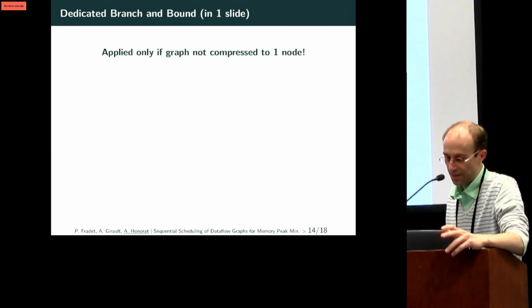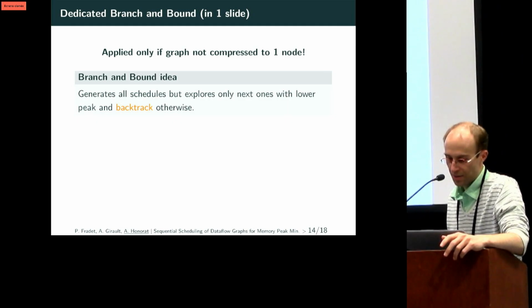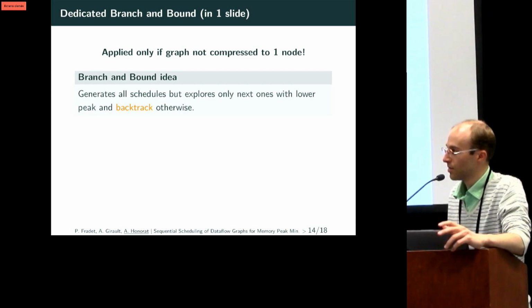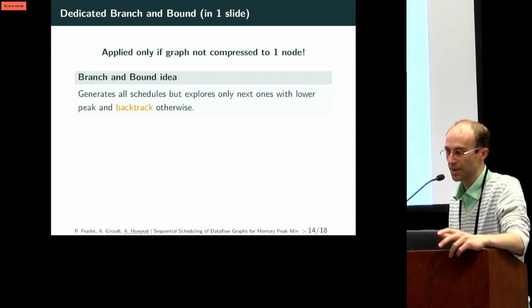So we apply it only if the graph is not compressed to one node, and it follows the generic idea of a branch and bound. So we backtrack each time we encounter a new schedule which has a memory peak higher than the previous better known one.